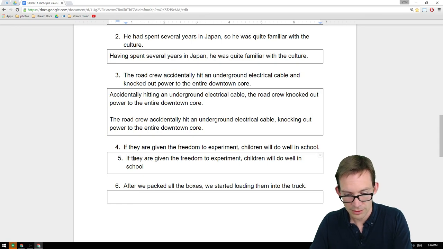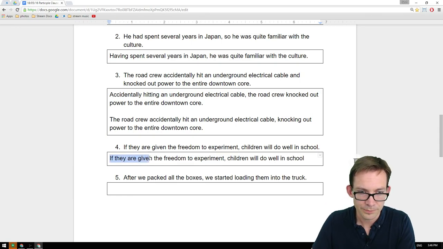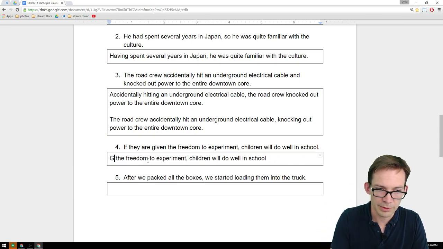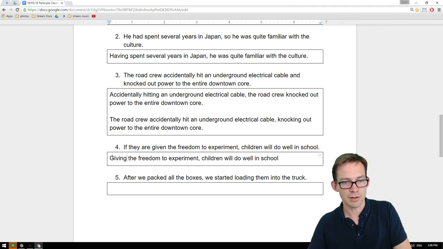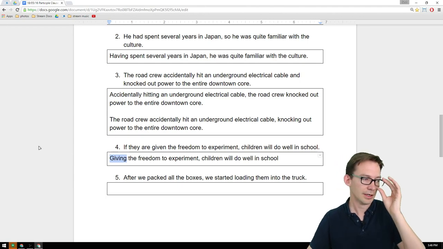Number four. Now, some of you, I noticed quite a few of you, I think you said this. You took if and they and all of that stuff, and you went for the present participle. I saw that.